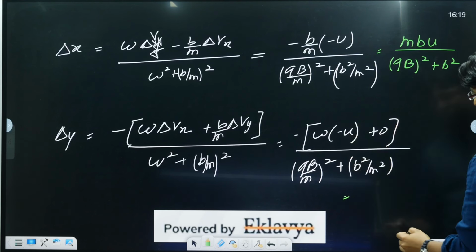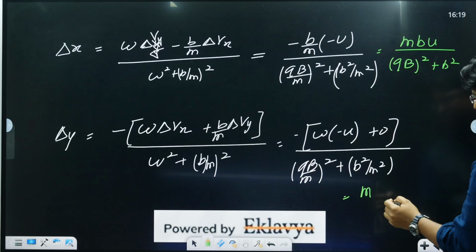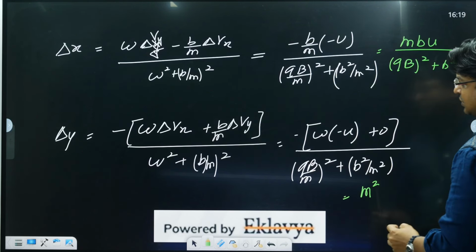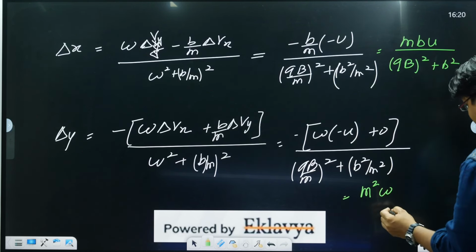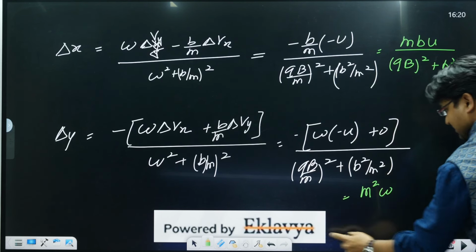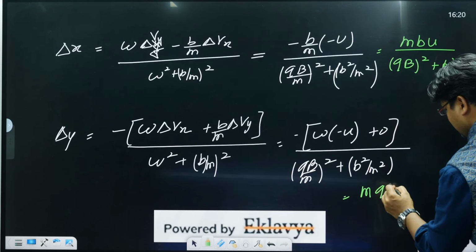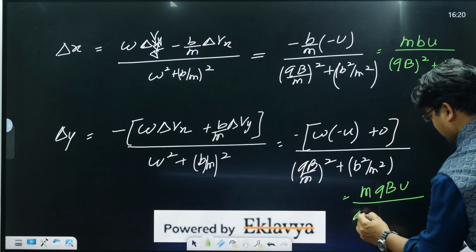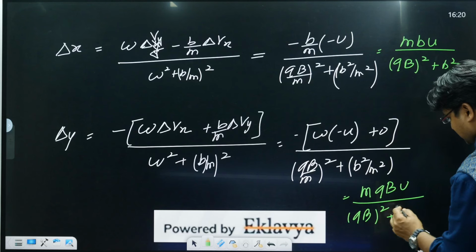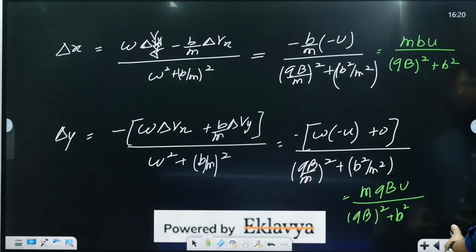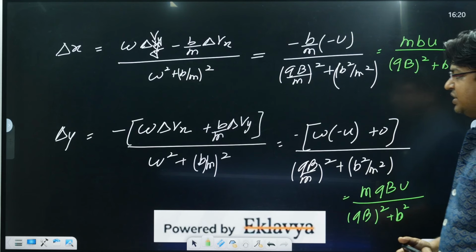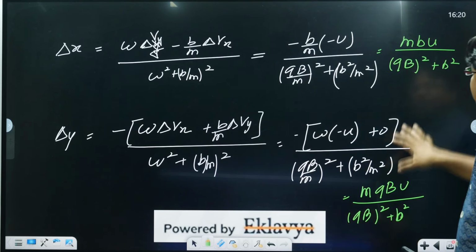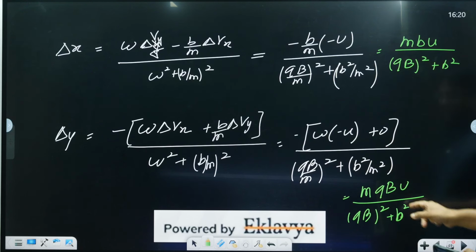Similarly, this will become, again m square will go into the numerator. Omega is qb by m, so one m gets cancelled, into u, divided by qb square plus b square. So this thing into i cap plus this thing into j cap should be the answer. The denominator we know, the numerator is mbu i cap and mubq. Let's see.